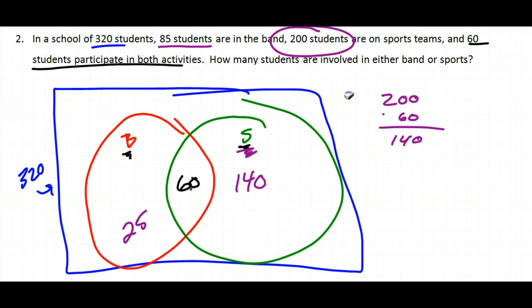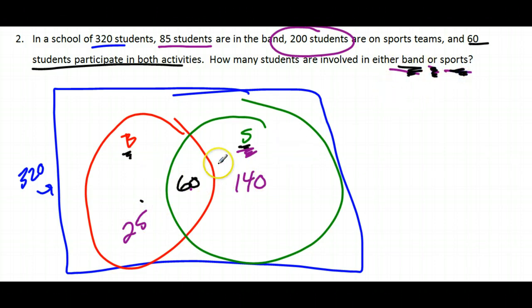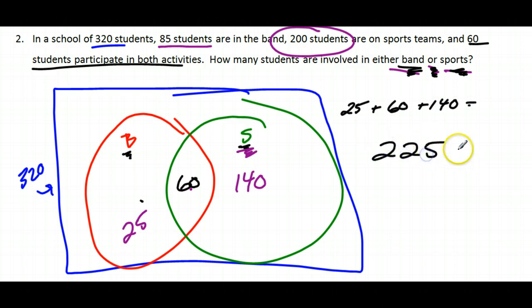Now when I ask you guys, how many are involved in either band or sports? We're talking about these 25 students, plus these 60 students, plus these 140 students, because all of these students are people that do either band or sports. Doesn't matter what they do as long as they do one of them. So I'm going to take that and say 25 plus 60 plus the 140 is going to give me a total of 225 students.